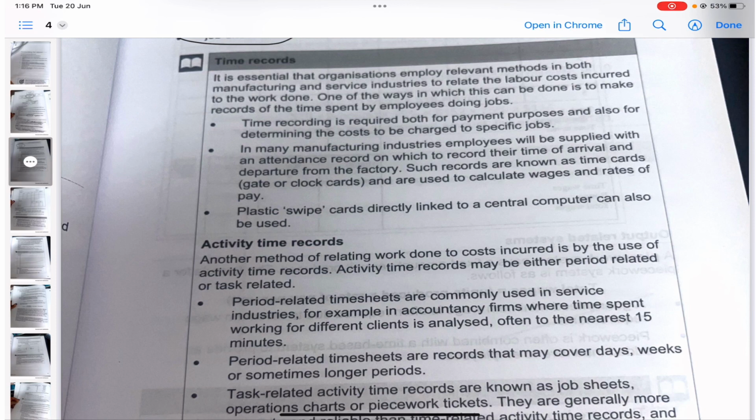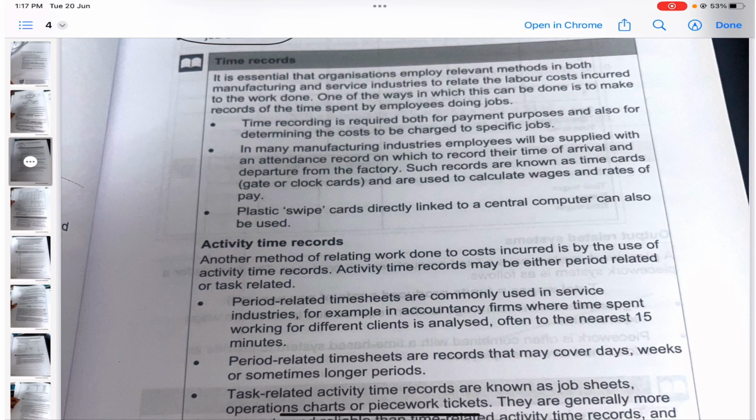In many manufacturing industries, employees will be supplied with an attendance record. So attendance record will basically maintain the attendance of the workers. Such records are known as time cards, gate or clock cards, and are used to calculate wages and rates of pay. Plastic swipe cards directly linked to a central computer. So nowadays we have swipe cards even in schools, wherein there's an access card, you just swipe that and then your attendance gets marked. So that is my time record.